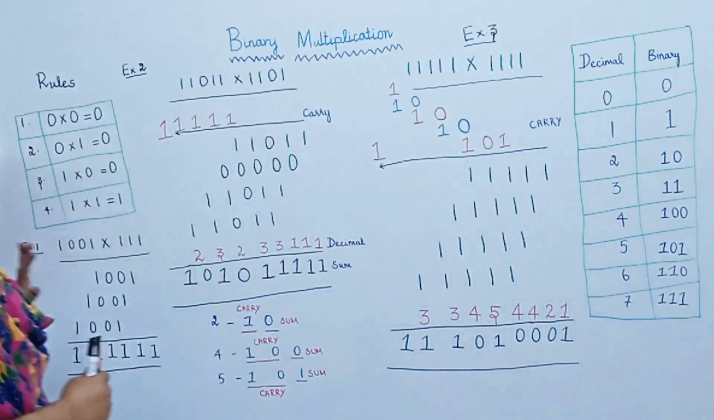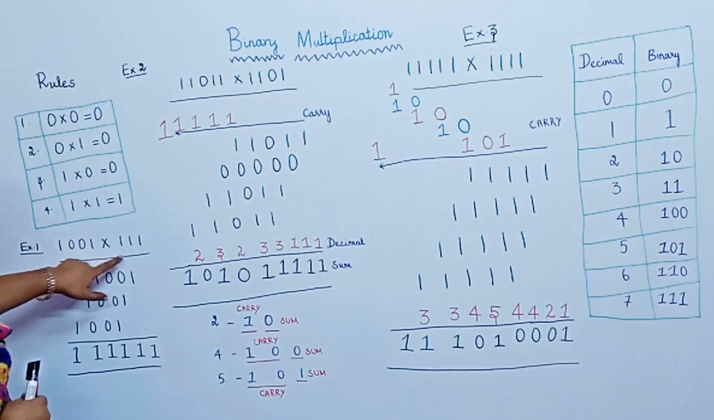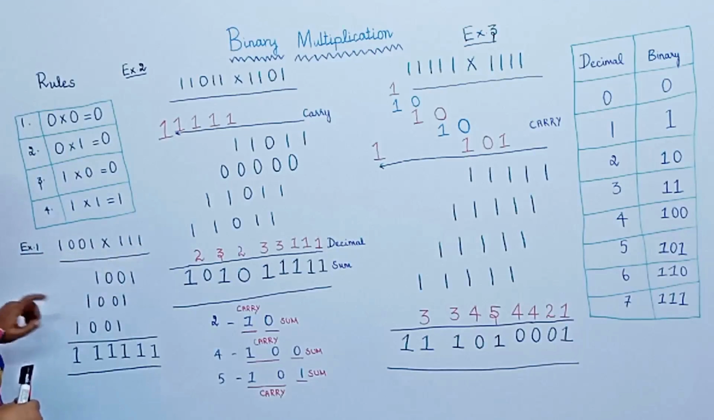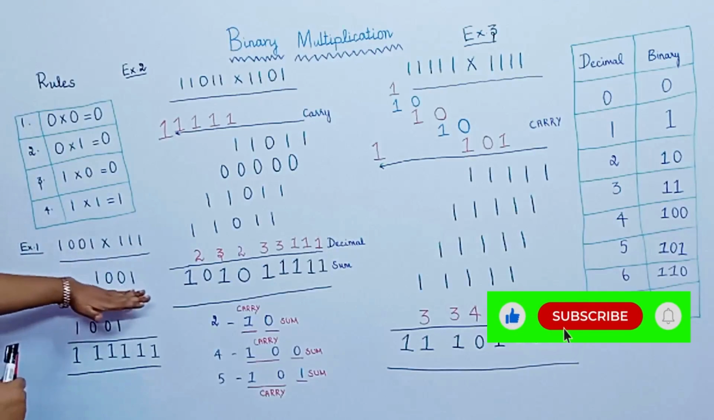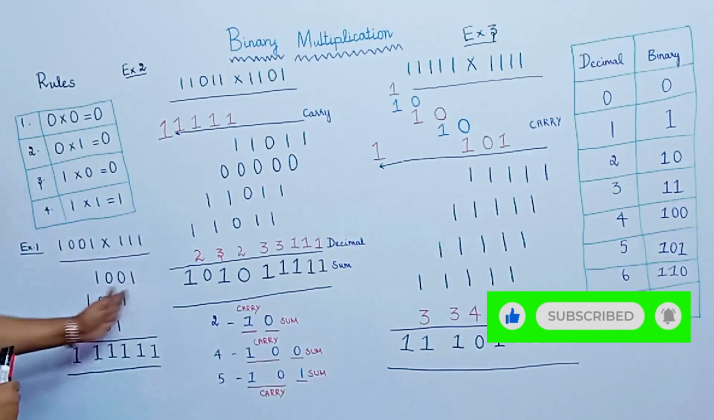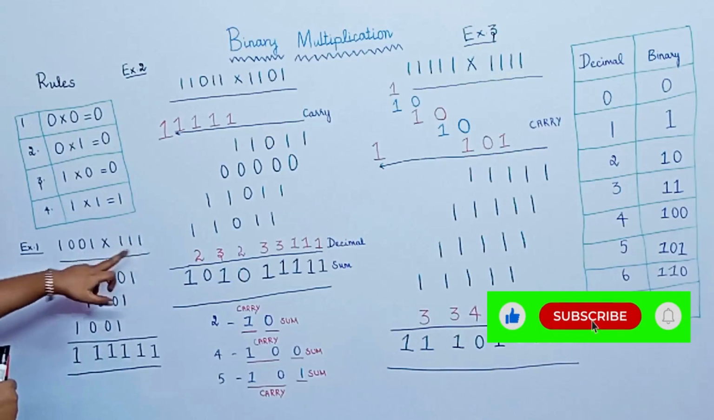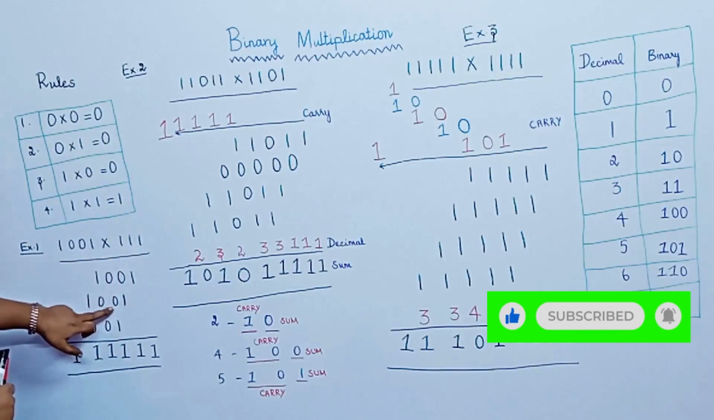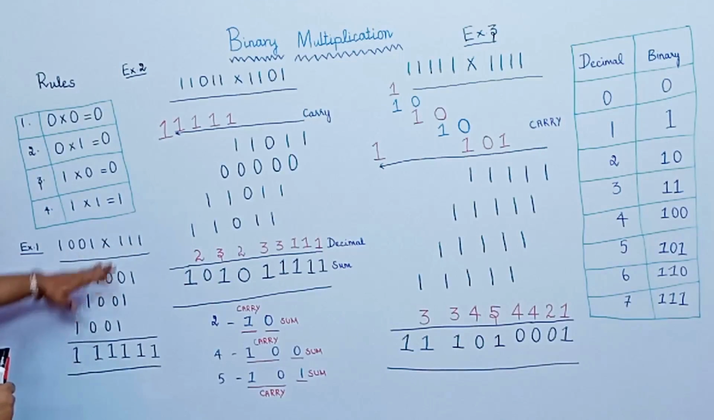In example 1, consider 1001 into 111. We are going to multiply as normal multiplication. 1001. After placing one digit, again multiplied by the second digit, 1001, again one more 1, so 1001. We are multiplying by the first digit, second digit and third digit. We are getting 3 rows.